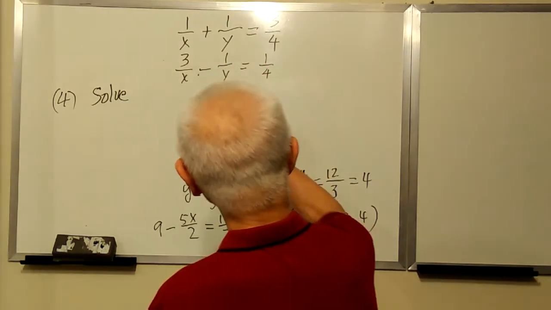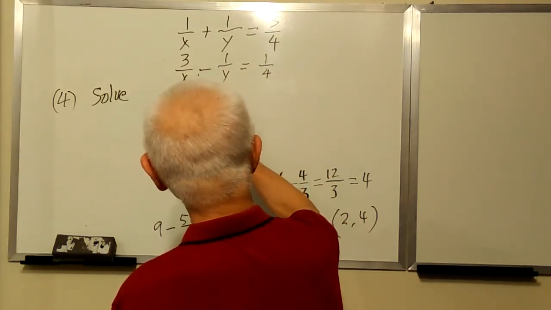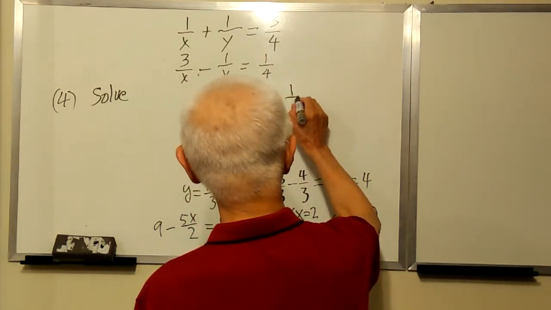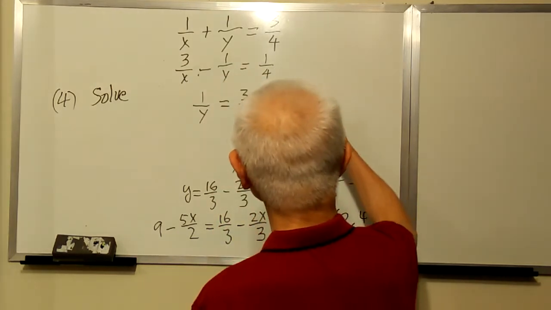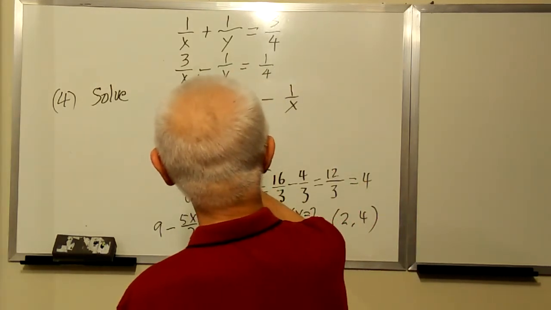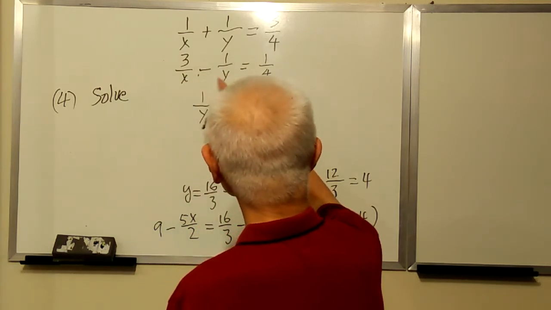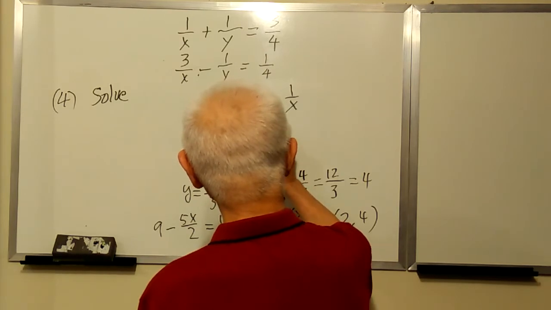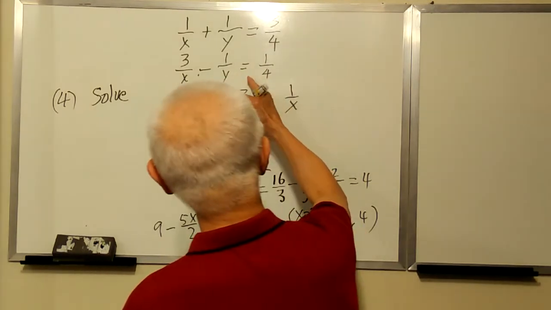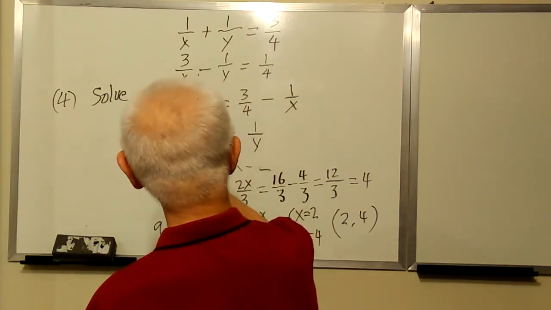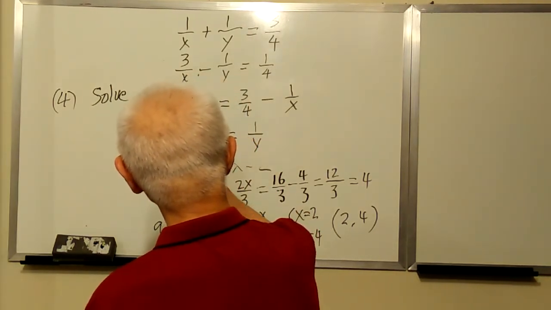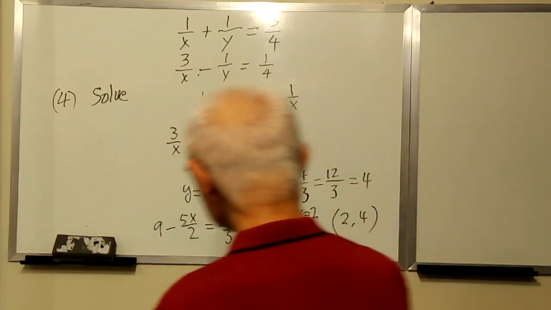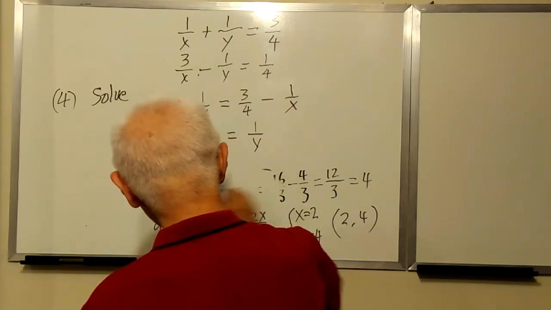Let's put y on the left-hand side. 1 over y is equal to 3 over 4 minus 1 over x. That's from the first equation. From the second equation, I move the negative 1 over y to this side. So it becomes positive 1 over y, and move the 1 over 4 to the other side. So I have 3 over x minus 1 over 4. So I have two equations like this.